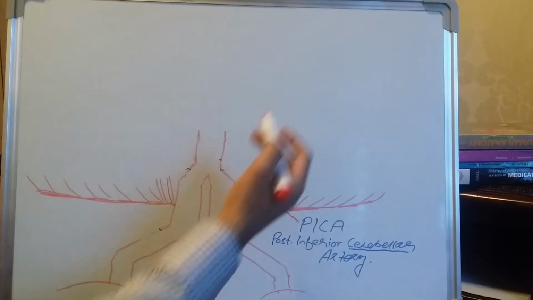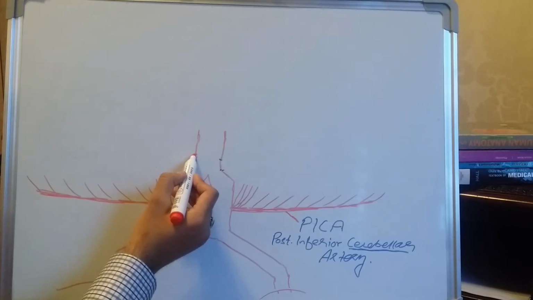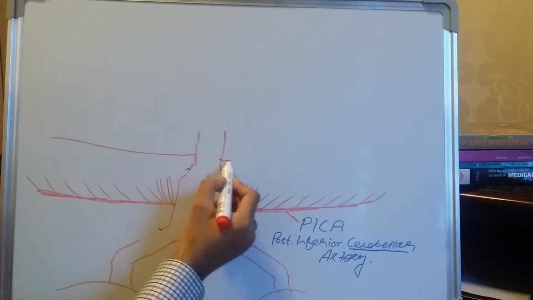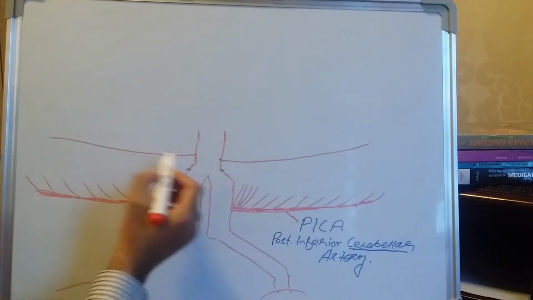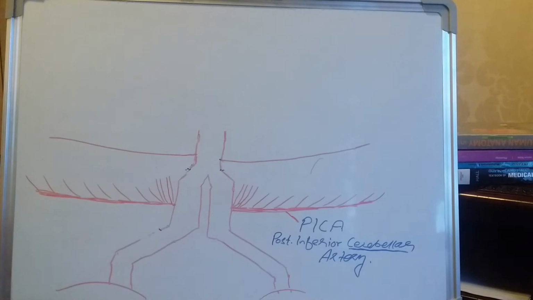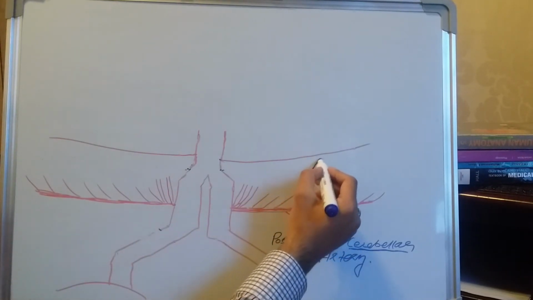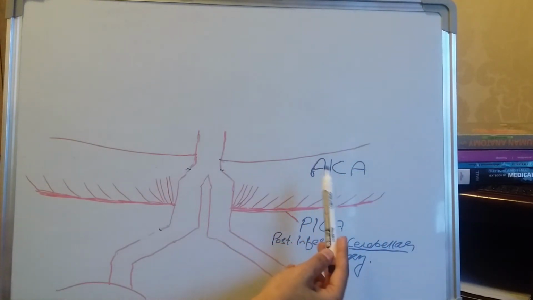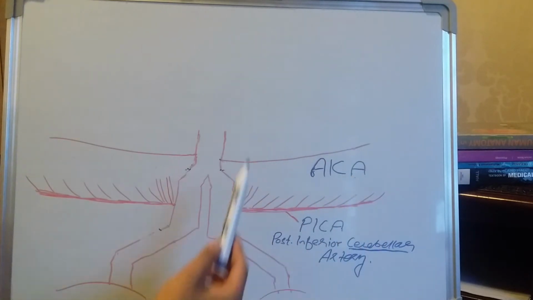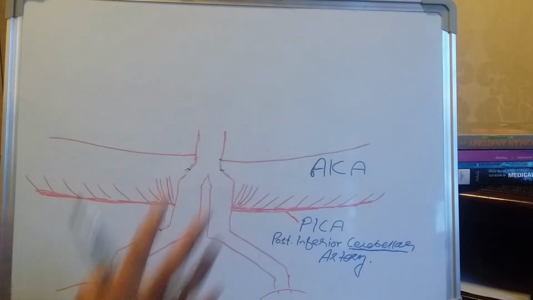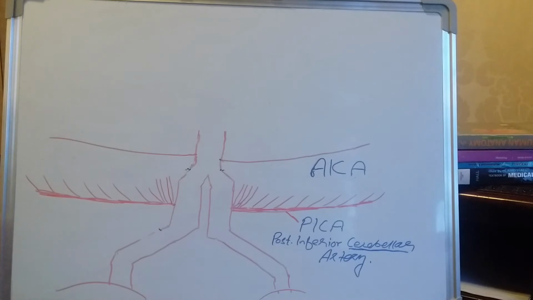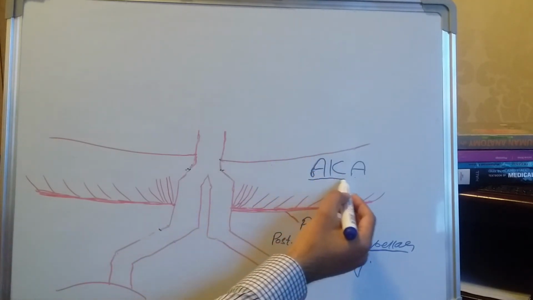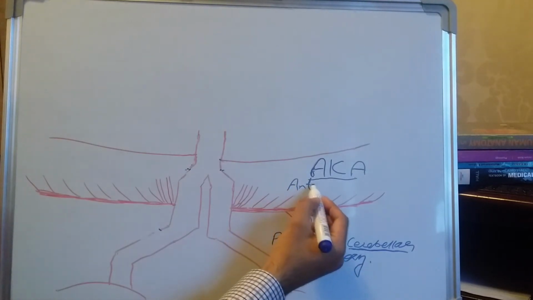After this, another branch which mainly originates from the basilar artery is AICA. It is the anterior inferior cerebellar artery. This is the second artery which provides blood supply to the cerebellum of our brain. So these are the two main branches which provide blood supply to our cerebellum.